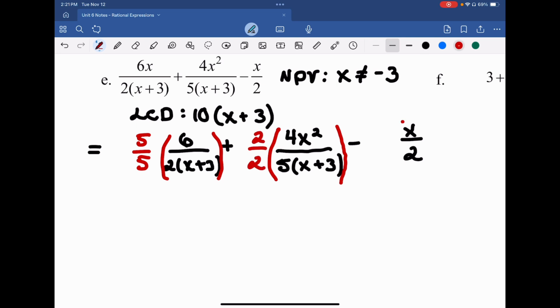So 2 over 2. And then lastly, for this one, x over 2, we need to have it as a denominator of 10, but also x plus 3. So I must multiply each of them by 5 times x plus 3. It's going to be a little squishy here, but x plus 3, and divided by the 5 times x plus 3.